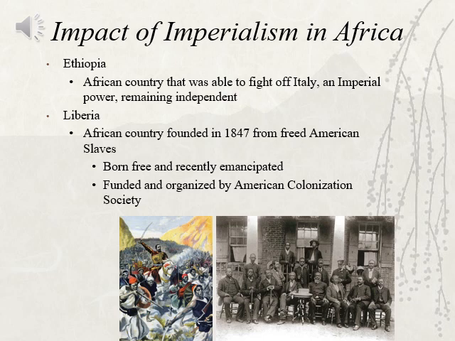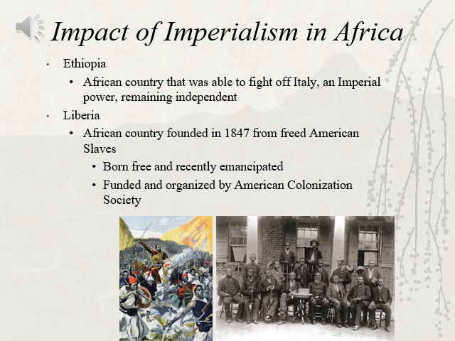There were two major sovereign nations that we'll focus on in Africa. The first is Ethiopia. This was an African country that was actually able to fight off their imperial power. They were able to fight off Italy and remain an independent sovereign nation throughout this whole scramble for Africa, throughout the scramble for land by European imperialistic powers.